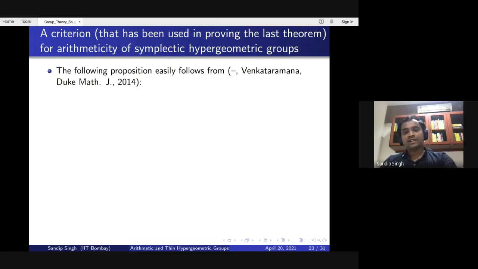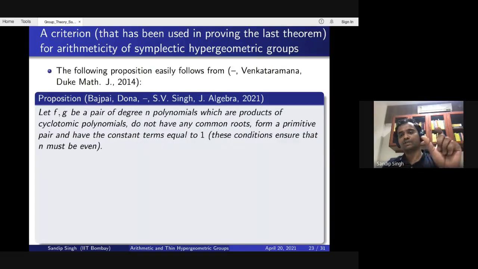The following proposition actually easily follows from our paper, and in fact this statement is mentioned as a remark just for completeness, because this proposition can be referred to and used also. So we write down this proposition explicitly, and we also give a proof of it, like we gave in the same paper.